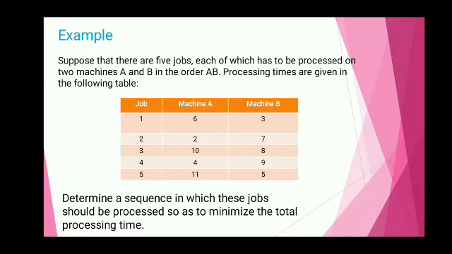Now we'll take an example to show how Johnson's algorithm can be applied to solve type 1 job sequencing problem, that is processing of n jobs through 2 machines. Suppose that there are 5 jobs, each of which has to be processed on 2 machines A and B in the order AB. Processing times are given in the following table. Determine the sequence in which these jobs should be processed to minimize the total processing time.